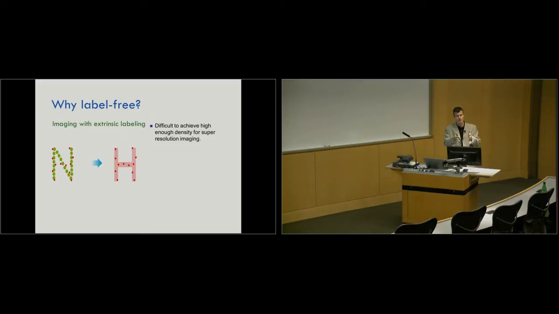So you can't use very high label density, and when the label density is not high enough, that's what you're going to get. Imagine you have the letter N and you label it, and it may look like you only see the labels, so you may see the letter H instead. That's just one example.